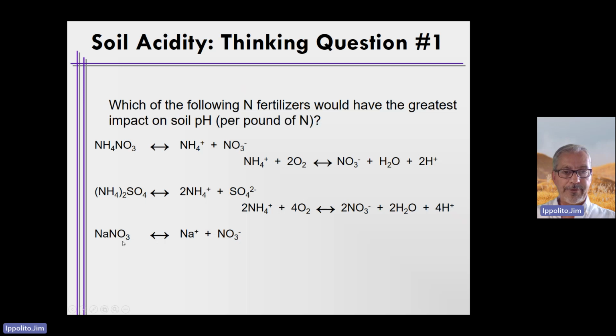All three of these fertilizers contain nitrogen, but look at the end products on the other side of the double arrows. On the right-hand side of the double arrows for ammonium nitrate, I'm not going to go through all of the reactions, but the end product is 2 free hydrogen ions. For ammonium sulfate, the end product is 4 free hydrogen ions. And for sodium nitrate, there are no free hydrogen ions.